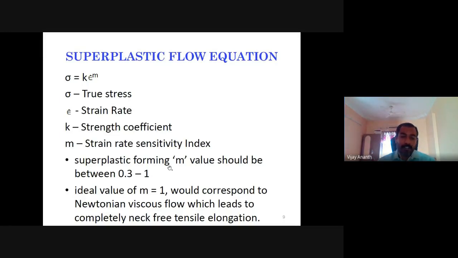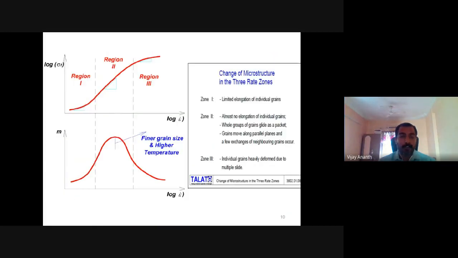So that is where the Newtonian comes in. Suppose m is equal to 1, we get Newtonian viscous flow. It is a completely neck-free elongation. There is no neck formation. The grain boundaries are continuously moving, the grains will be moving, right? So a very high elongation can be obtained when the material has m equal to 1, the strain rate sensitivity index. This is the superplastic forming flow equation.